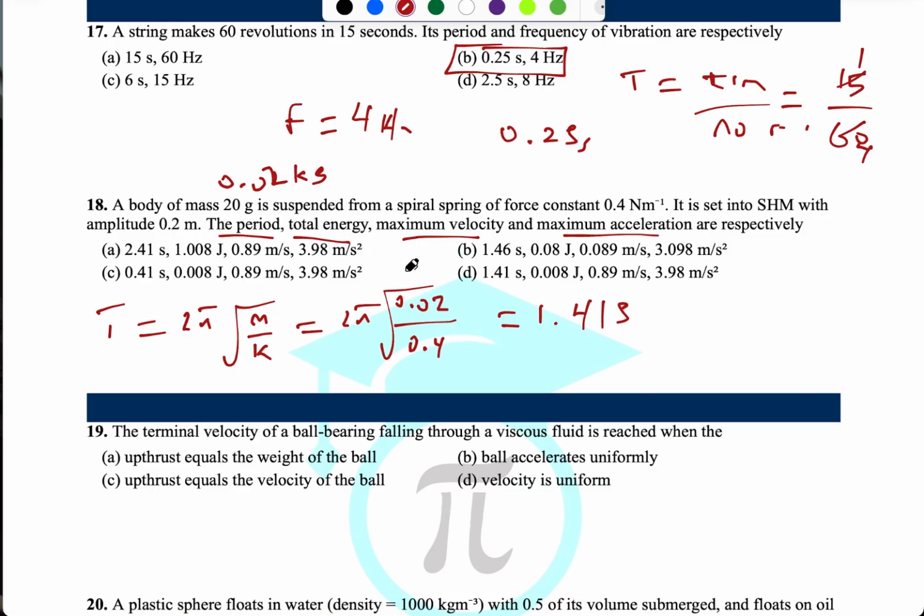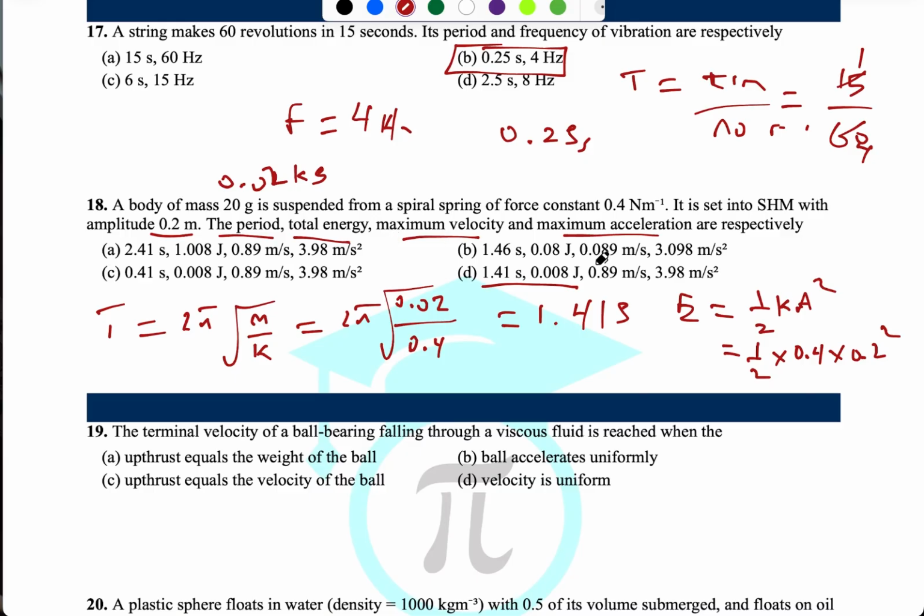The next one says total energy. If the amplitude is 0.2, the total energy in the system will be half K A squared, where A is the amplitude and K is the spring constant. So that will be 1 over 2 times K, which is 0.4, then 0.2 squared. So 0.2 squared multiplied by 0.4 divided by 2. That is 0.008 joules.